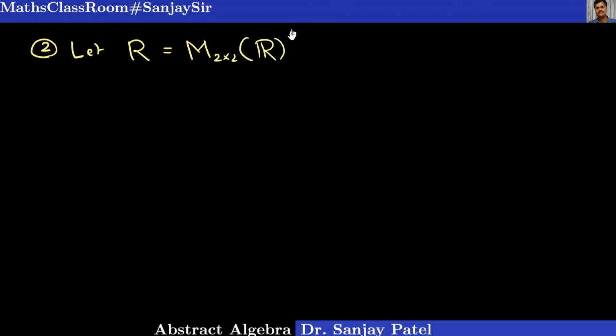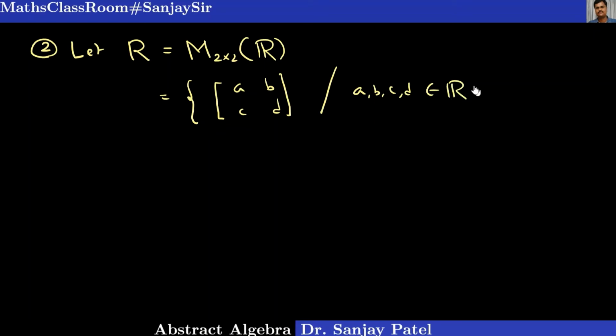You know the meaning of this symbol. It is the set of all 2 cross 2 matrices. So it contains 2 cross 2 matrices A, B, C, D like this, where A, B, C, D are real numbers. Remember, from now onwards, this script R is used for the set of real numbers and simple R is used for the notation of a ring. So this is the set of all 2 cross 2 real matrices. Real matrices means whose entries or elements are real numbers.